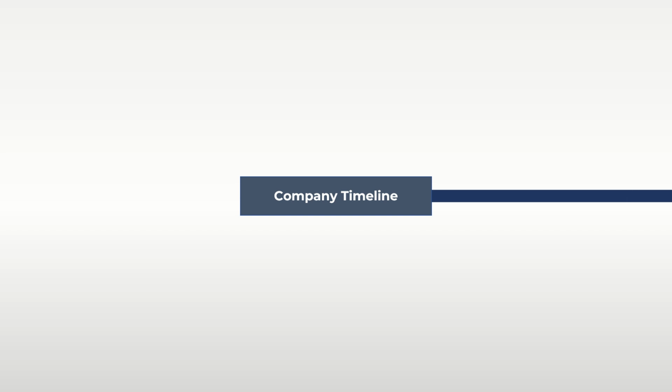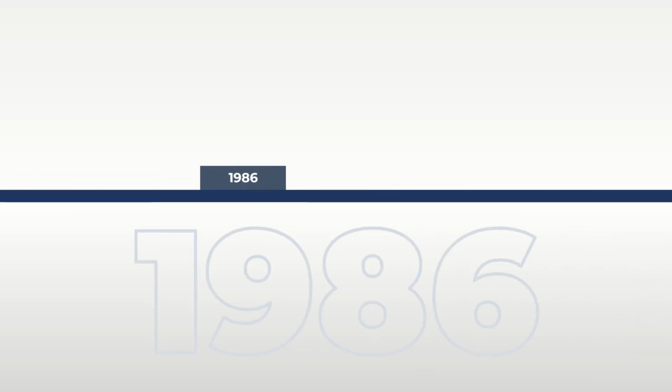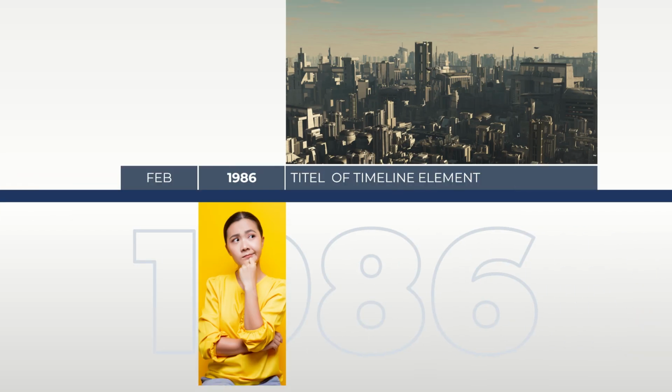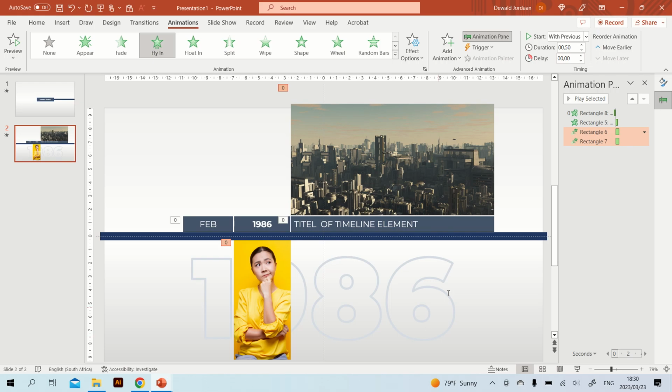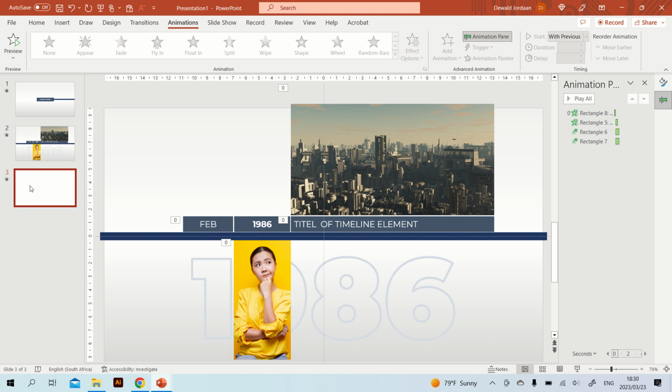So let's start this from the beginning. We have our company timeline. It runs into the slide and automatically grabs those elements. The next click should add those elements. Let's just duplicate the slide as is.